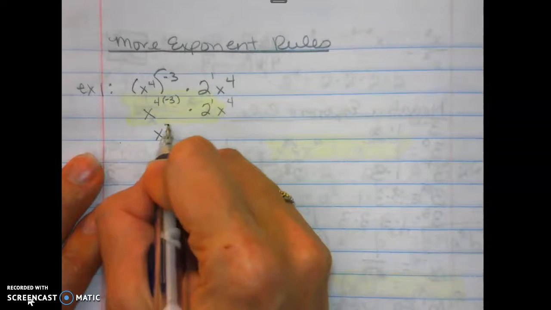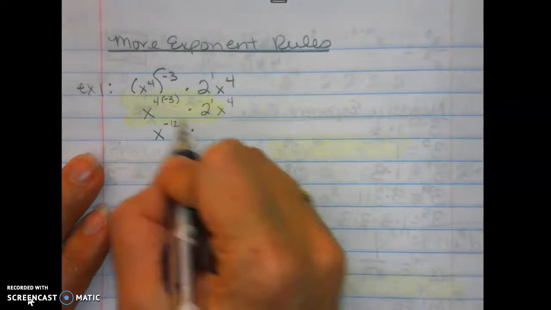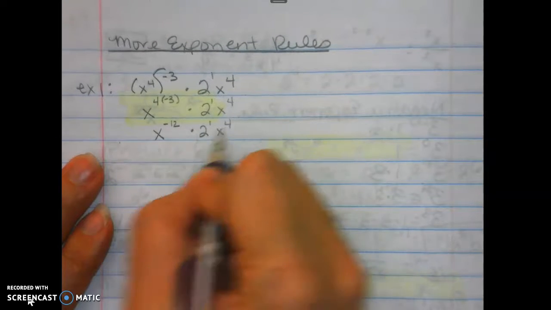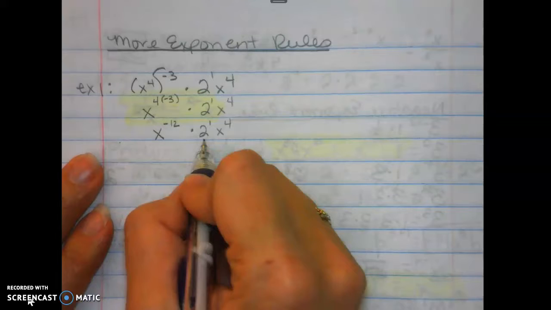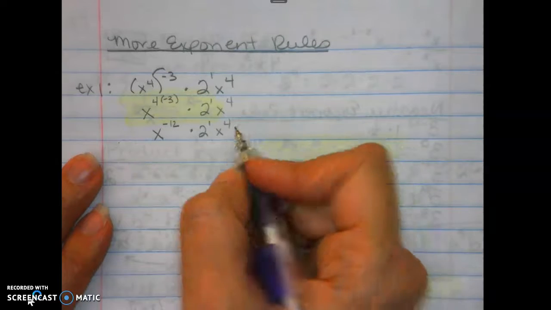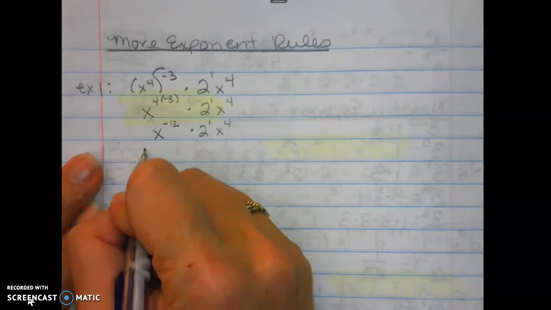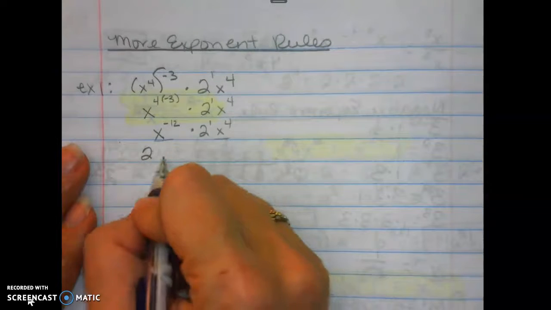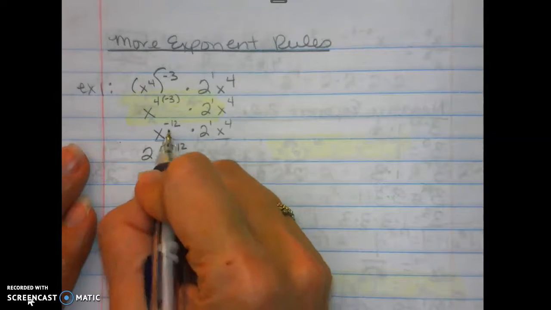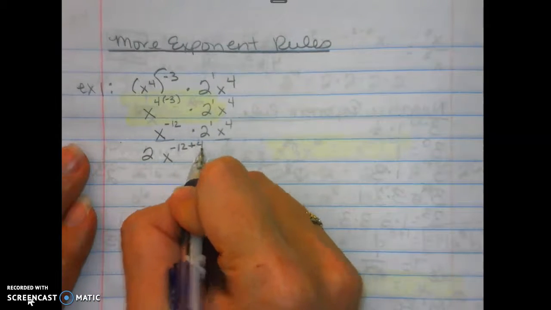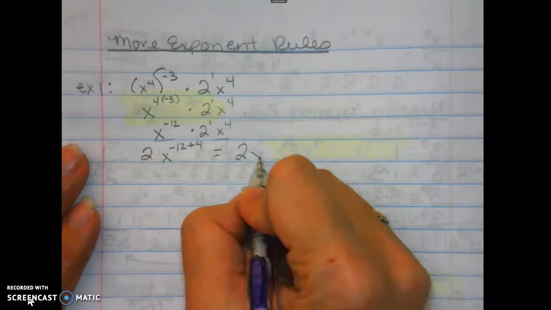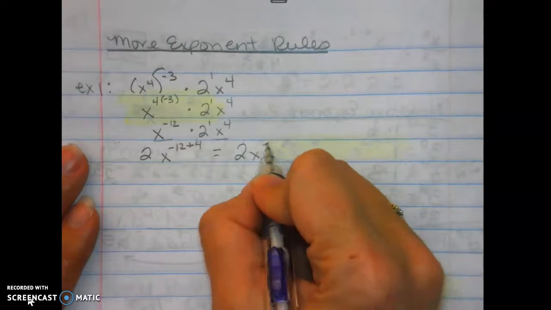So I have x to the negative 12, because 4 times negative 3, then 2 to the 1st, x to the 4th. Now I just have my 2. I don't have any other like bases that are a 2, so I'm just going to write it. But then I have my like bases of x. I have x to the negative 12, and we're multiplying them, so we know our rule is to add. So I have 2x to the negative 12 plus 4, which is negative 8.